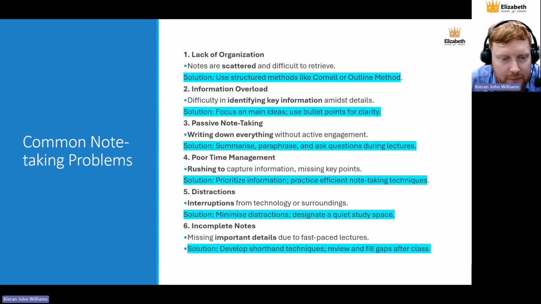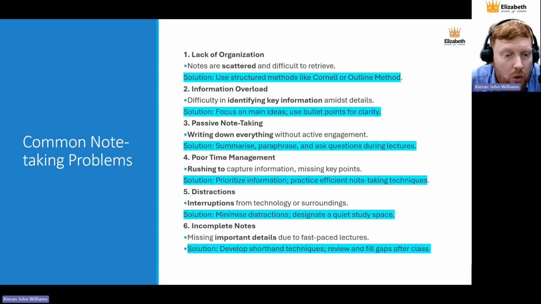Moving on to the fourth problem, which can be poor time management. It could be that you are rushing to make sure that you're taking down all of your notes, and if you do that, you're actually missing the most important parts. So the solution to this is prioritizing the information. You can't write everything that they are saying, so just focus on those things that you need more help with.